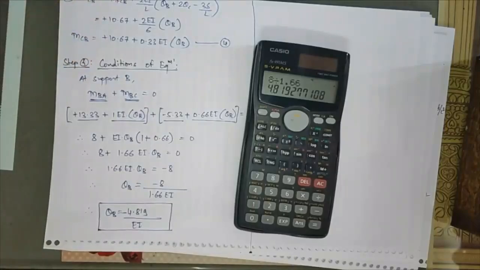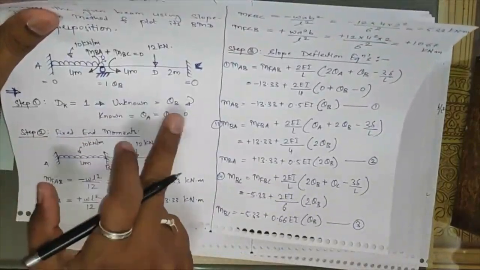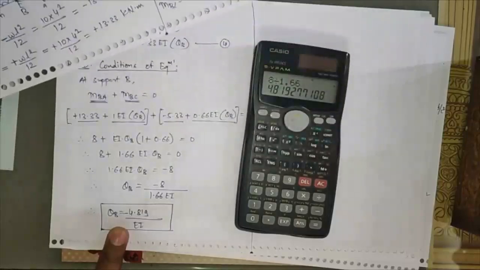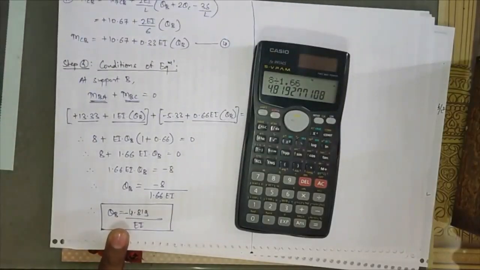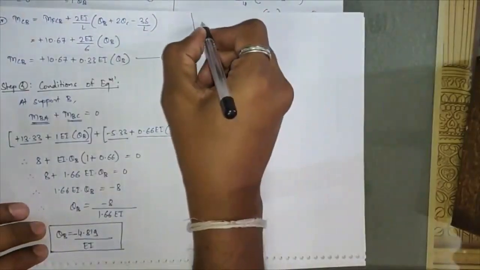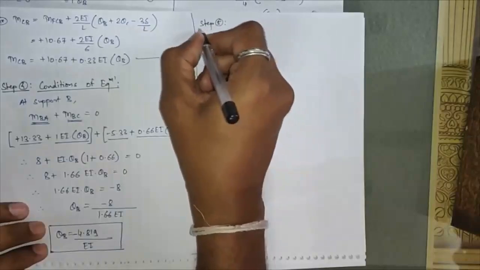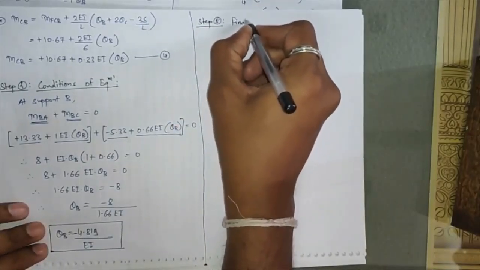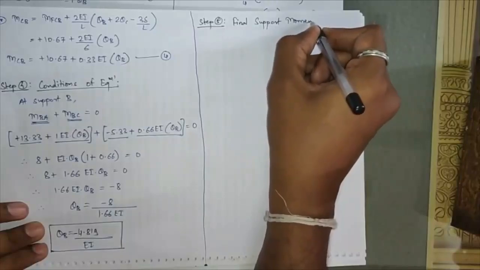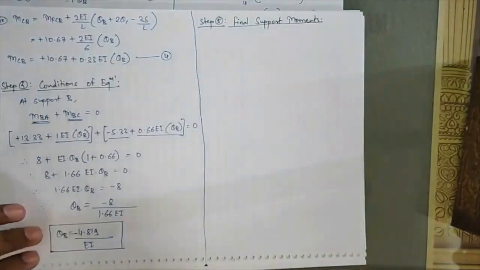So the basic aim was to calculate the value of the unknown. The unknown was theta B, and now I have that value, 4.819. So this is now your known value. Once this step is done, you are free to calculate your final moments. Our next step, step number 5, is the final support moments. You have to calculate the final support moments.